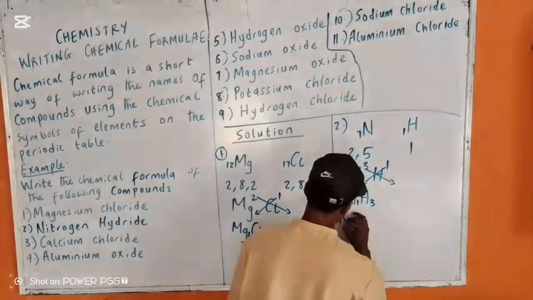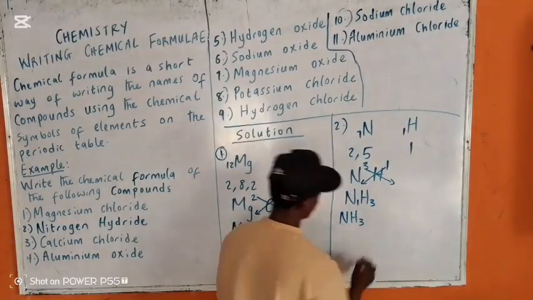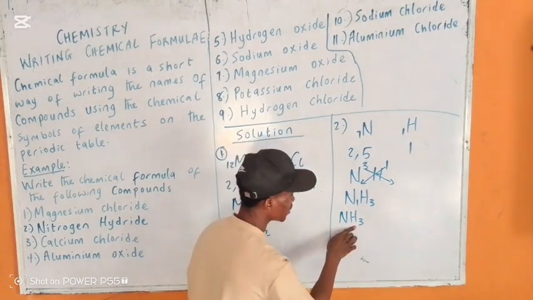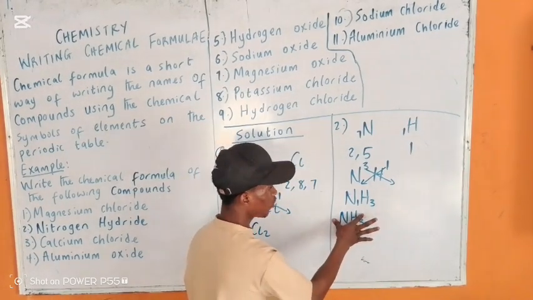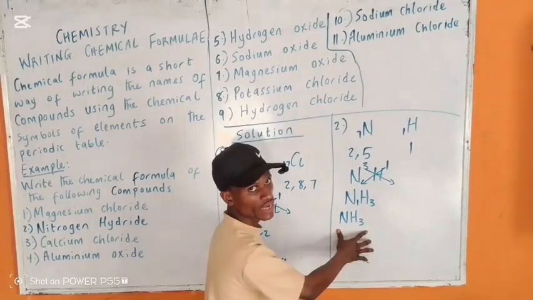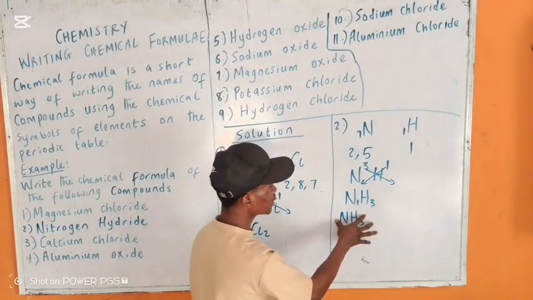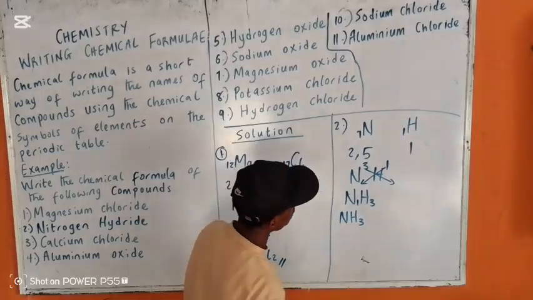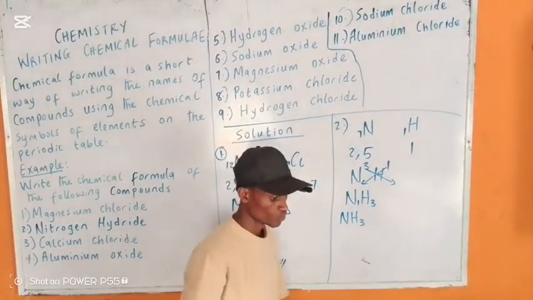Finally, we have NH3. So this is nitrogen hydride. The common name is ammonia. That is the common name. NH3, the common name is ammonia. That's for number 2.